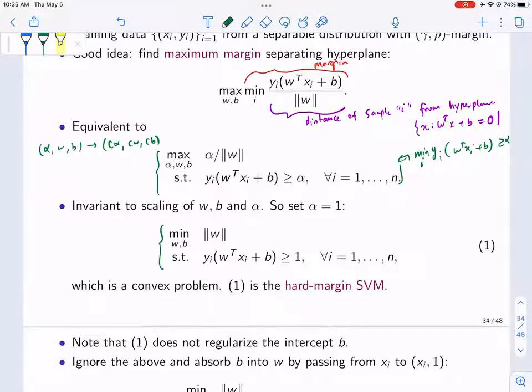You just don't need to optimize over alpha anymore. And that's what is called the hard-margin SVM. It's a convex problem, right? So you minimize the norm subject to constraints, so it's a quadratic problem, a convex problem, and it's easily solvable. There are many methods to solve this.